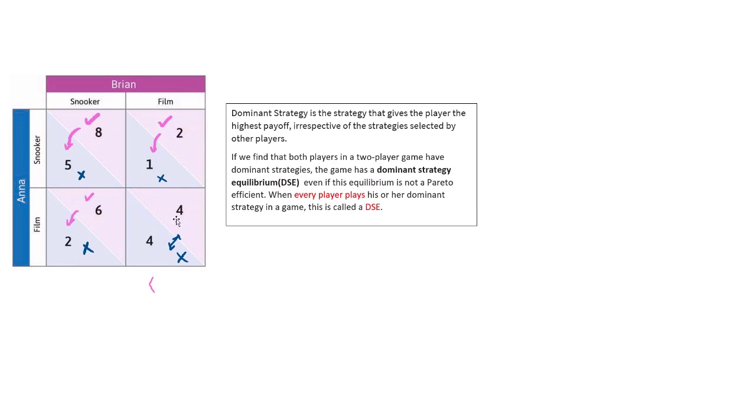So how about 4 versus 4? If they are the same, then this is not a dominant strategy. So in this scenario, there's no dominant strategy for Anna at all. Mostly it is Brian; Brian has a few choices. So let's look at the dominant strategy equilibrium. To be a dominant strategy equilibrium, each of the players has to choose their own dominant strategy. In this case, Anna doesn't have any dominant strategy. So the answer is there's no dominant strategy equilibrium in this case.